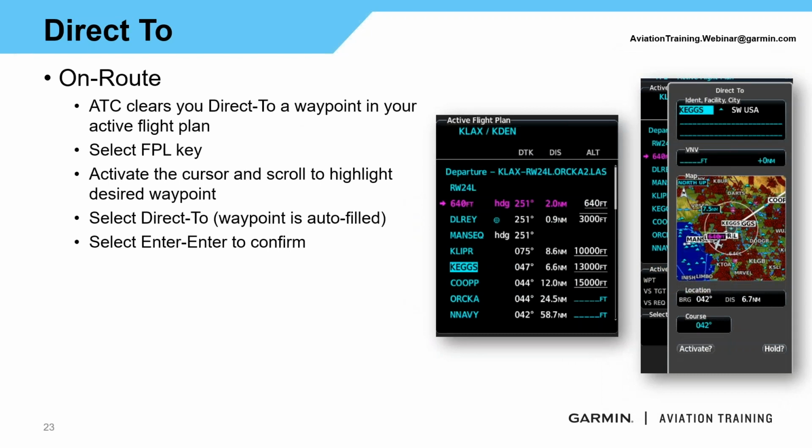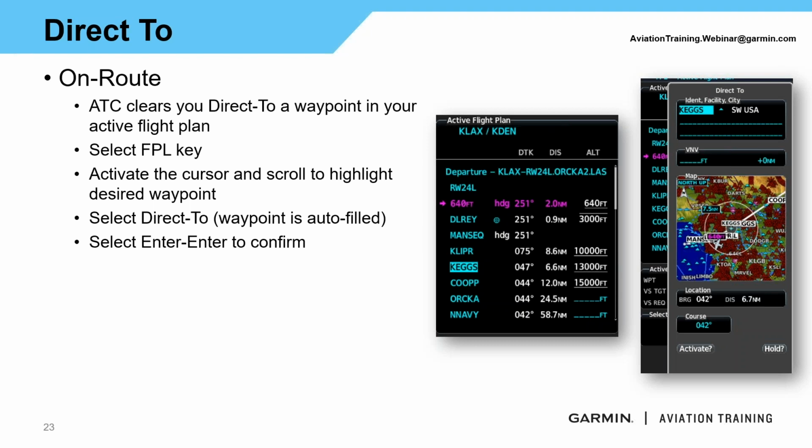On-route Direct To does mean exactly that. It is on our route. So right now I'm going direct to an altitude on this departure. So I'm climbing out at 640 before turning to Dulray or commanding a turn based on ATC. But let's say they say go direct to KEGS. So I need to highlight KEGS.